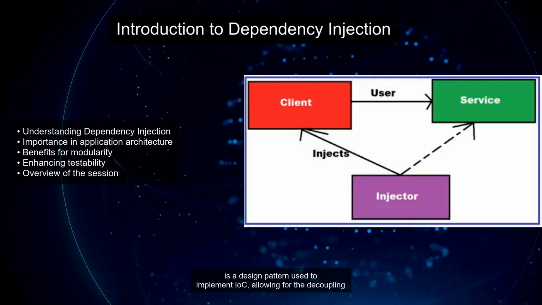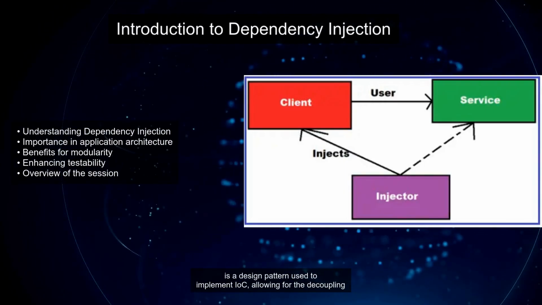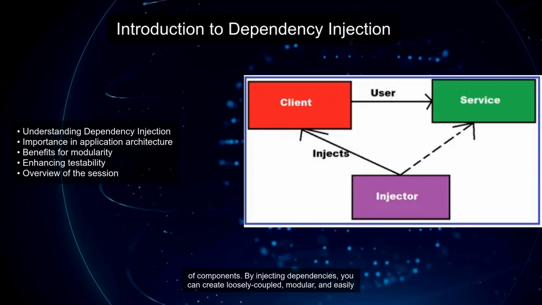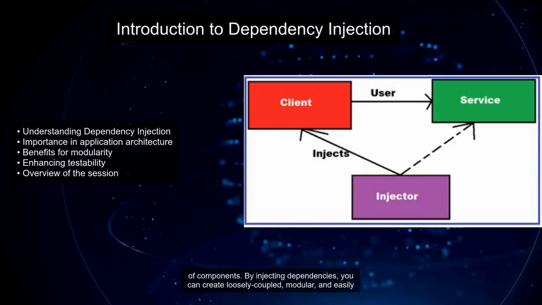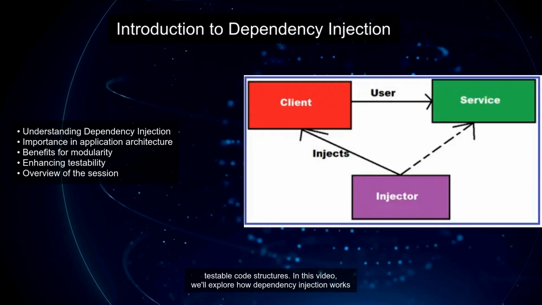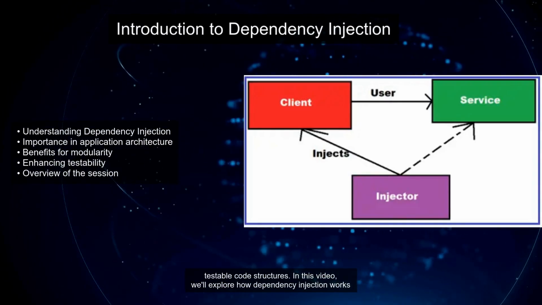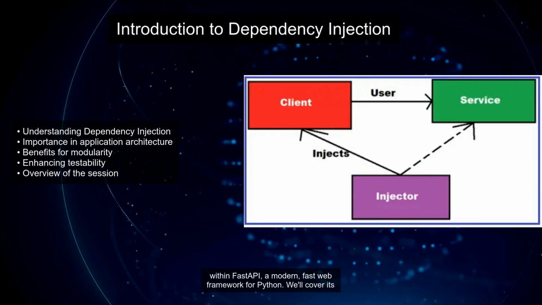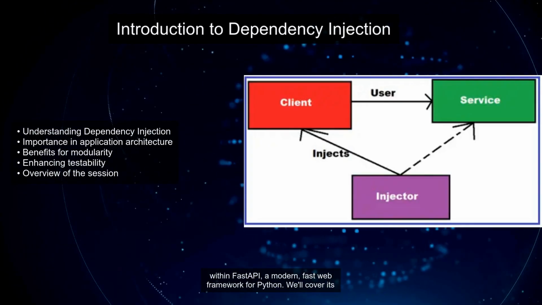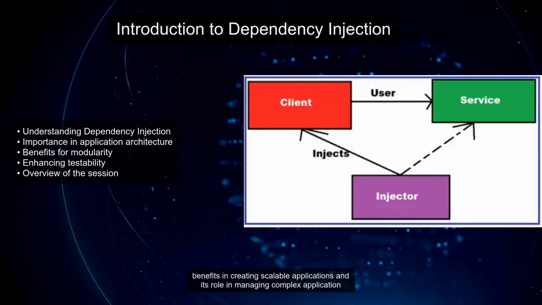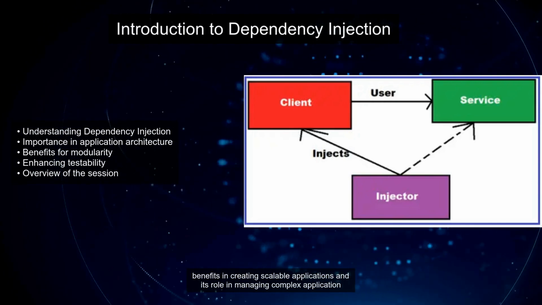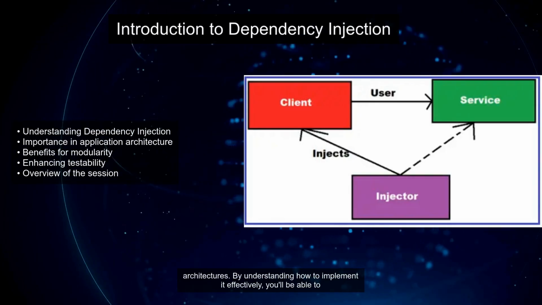Dependency injection is a design pattern used to implement IOC, allowing for the decoupling of components. By injecting dependencies, you can create loosely coupled, modular, and easily testable code structures. In this video, we'll explore how dependency injection works within FastAPI, a modern, fast web framework for Python. We'll cover its benefits in creating scalable applications and its role in managing complex application architectures.